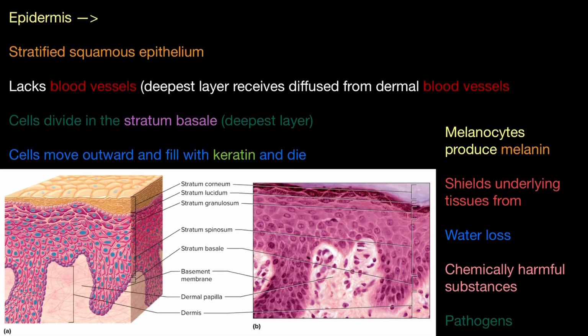All right. A few other things to keep in mind. Melanocytes are types of cells that produce melanin, and some of the functions of the epidermis generally are that it shields the underlying tissues from water loss, chemically harmful substances, and also pathogens like virus, bacteria, fungi.